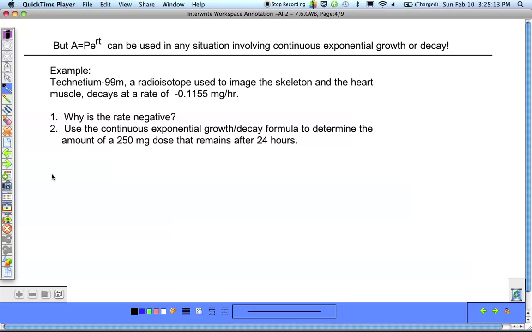Now, we don't have to just use this PERT formula for interest rates. We can use it for really any situation that is going to represent continuous growth or decay.